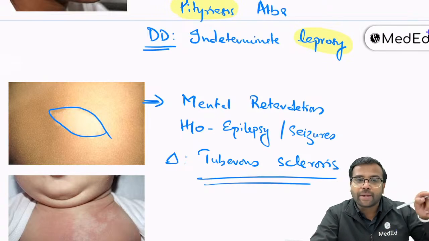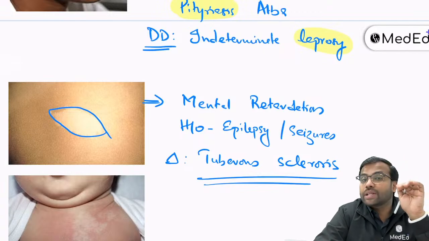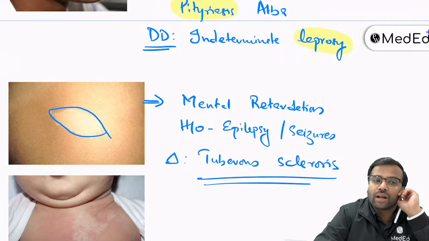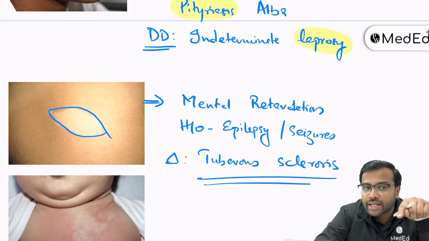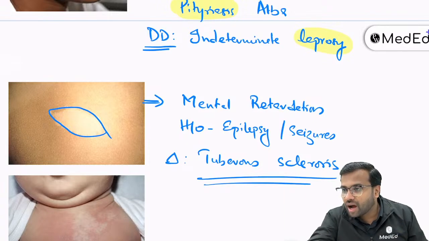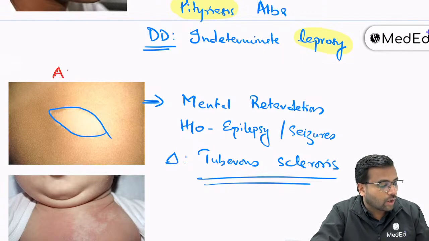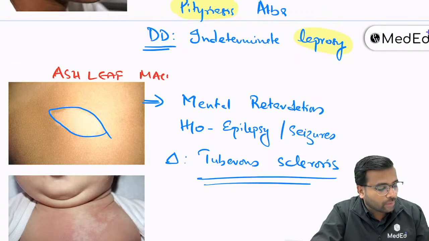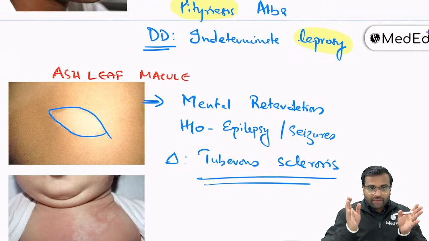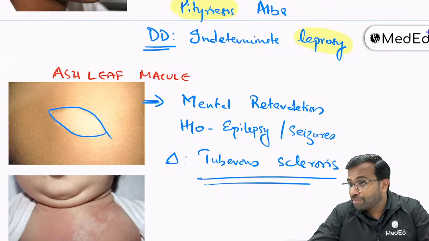Now, what is this hypopigmented lesion that you can find in a patient of tuberous sclerosis? The lesion which I have marked here. What is it? Yeah, this one is called ash leaf macule. It has a tapering end. So this is called an ash leaf macule.